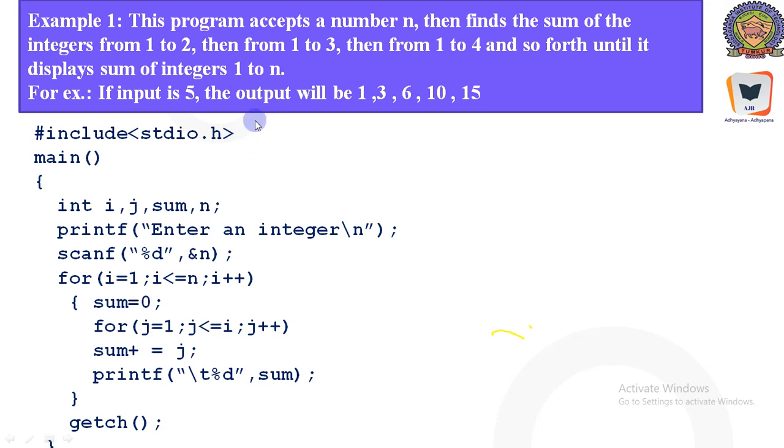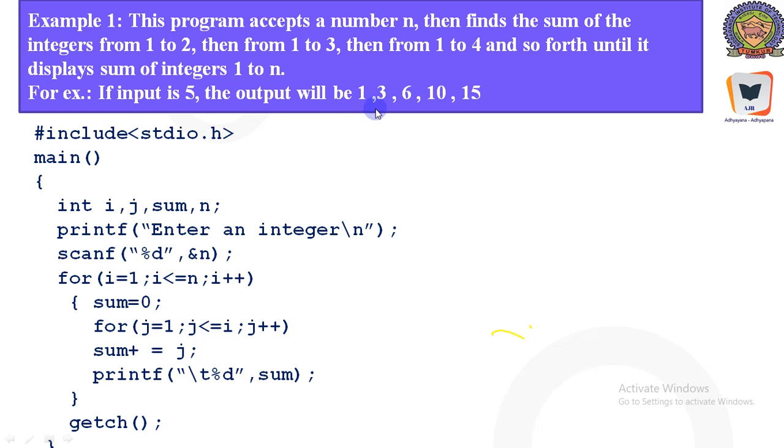The first example is about accepting a number n, say 4 or 5, something like that. Then it finds the sum of the integers from 1 to 2, then from 1 to 3, then from 1 to 4 and so on, and then from 1 to n. Therefore, it generates the terms depending upon the last term. So if we choose the last term to be 5, it generates something like this.